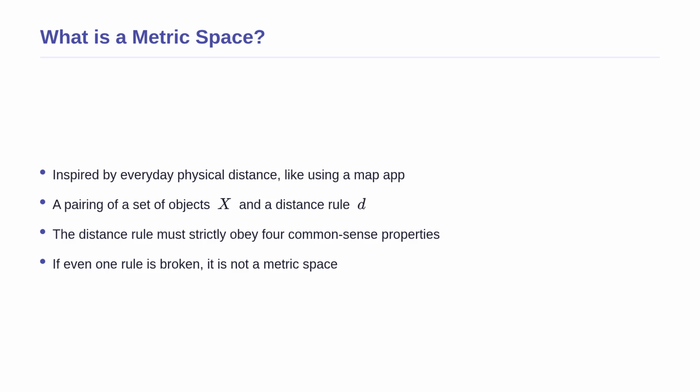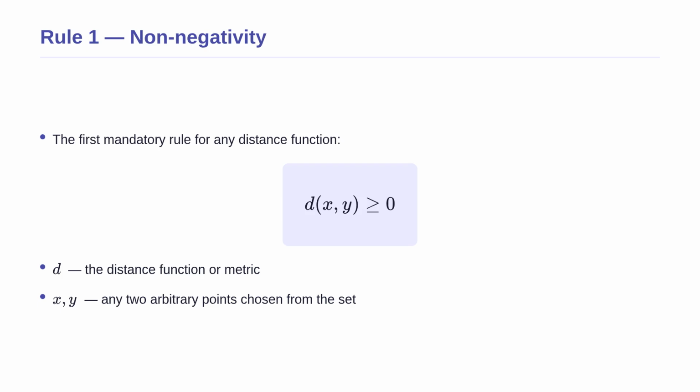For this pairing to officially be called a metric space, the distance rule must strictly obey four common sense rules. If even one rule is broken, it is not a metric space. Now that we know what a metric space is, let us look at the first rule.